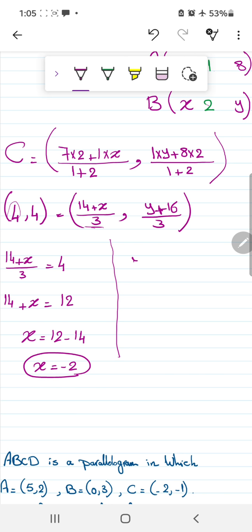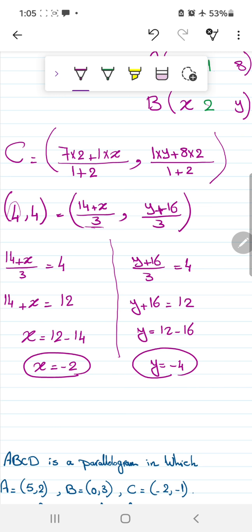Similarly here, Y plus 16 over 3 also equals 4, cross multiplication. So Y plus 16 equals 3 times 4, 12. So Y equals 12 minus 16, Y equals negative 4. Okay, so the coordinates of B equal what? Negative 2 and negative 4.